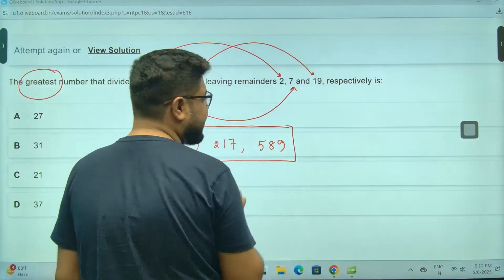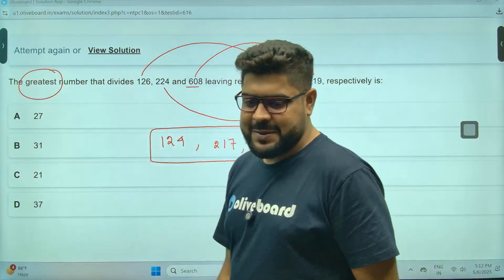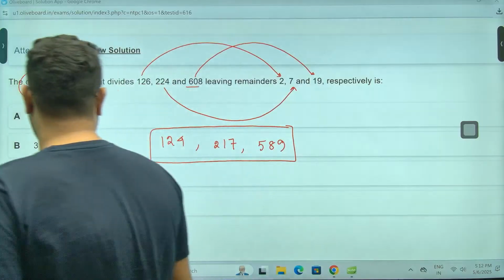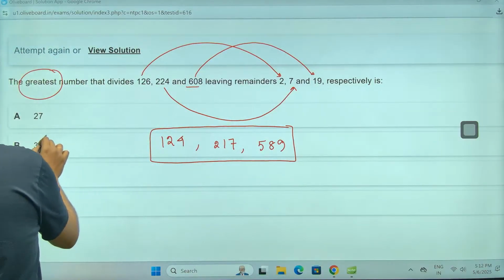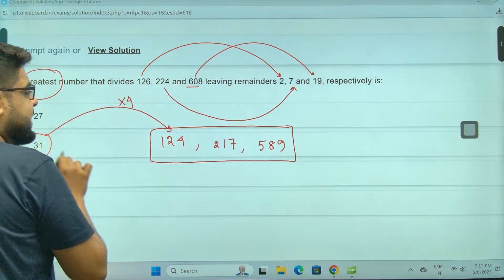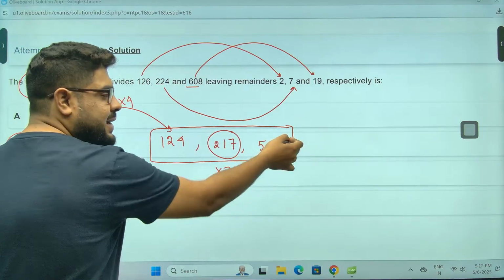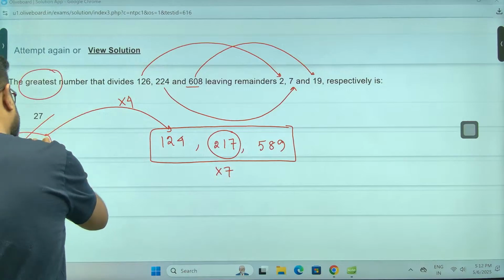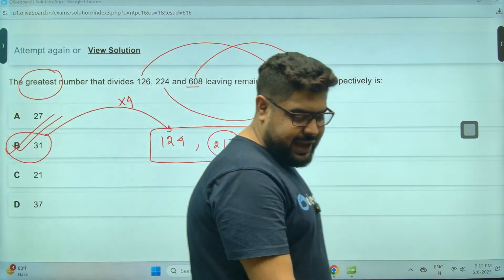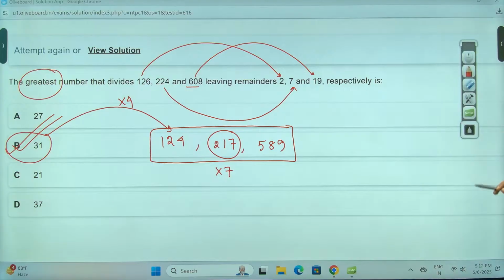Do not do anything. Do not take HCF. Always. I told you guys this thing. What is to be done? Check for options. Checking the options, 31 fourths are this. Most probably this is the answer. Let's see whether this is divisible by 31. Yes, into 7. You don't even need to check this. B has to be the correct answer.